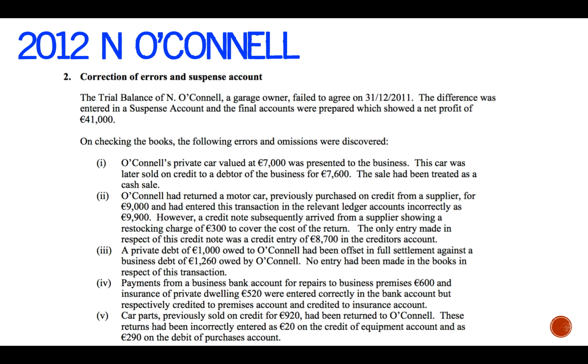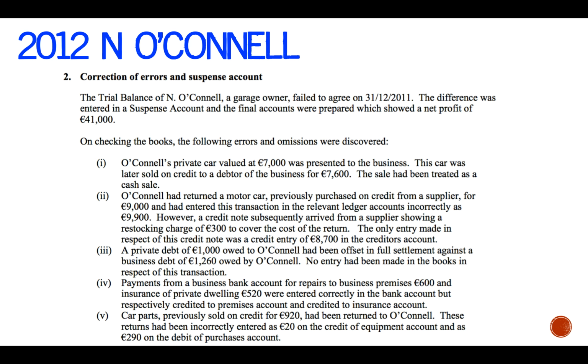creditor's account. Number 3, a private debt of €1,000 owed to O'Connell had been offset in full settlement against a business debt of €1,260 owed by O'Connell. No entry had been made in the books in respect of this transaction. Number 4, payments from a business bank account for repairs to business premises €600 and insurance of private dwelling €520 were entered correctly in the bank account, but respectively credited to premises account and credited to the insurance account.